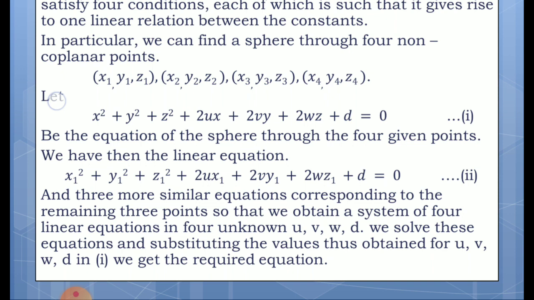If you are given any 4 points, assume the general equation x square plus y square plus z square plus 2ux plus 2vy plus 2wz plus d equal to 0 and say that it passes through the given 4 points. Put the coordinates of these 4 points one by one. You will get 4 equations, a system of 4 equations in 4 unknowns u, v, w and d. Solve this system of simultaneous equations, obtain the values of u, v, w and d, and substitute in equation 1. You will get the required equation of the sphere.